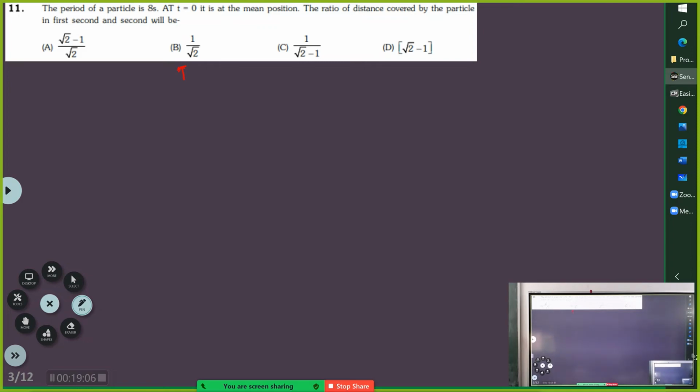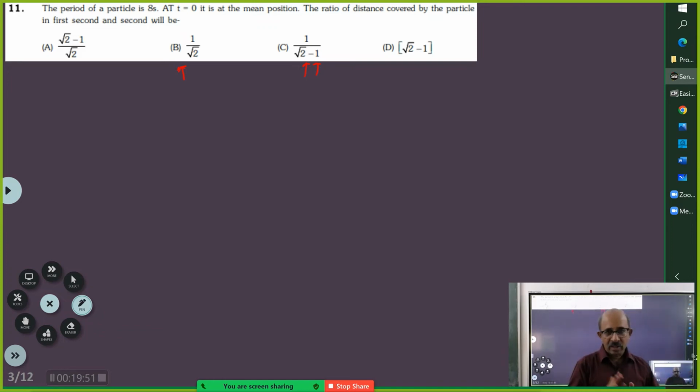Yes, C option. Somebody got C option. Yes, I also got C option, but somebody was in a hurry. So 2 students have got C option. Even I got it. Now, the most important thing is, here they have not said it is simple harmonic motion. They only told it is having a period. That means it's a periodic signal. They have not told it is simple harmonic motion, so be careful about that. Now at t is equal to 0, it is in the mean position. They have not even told it is equilibrium.